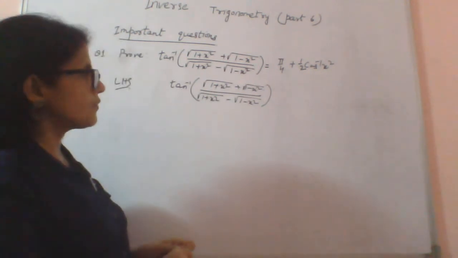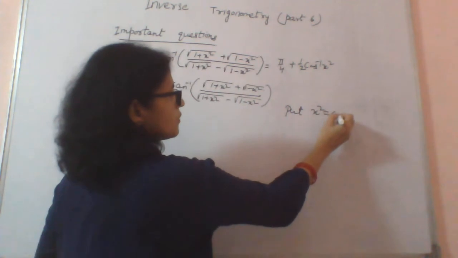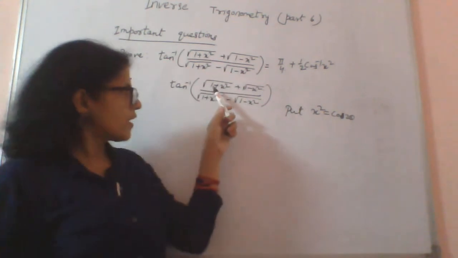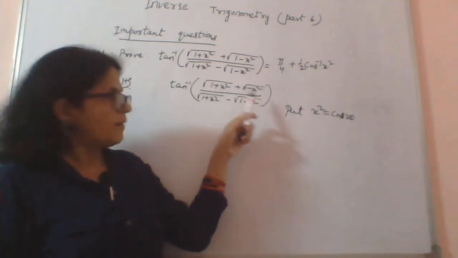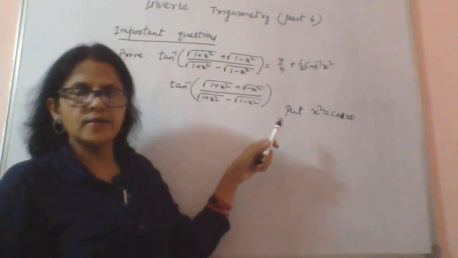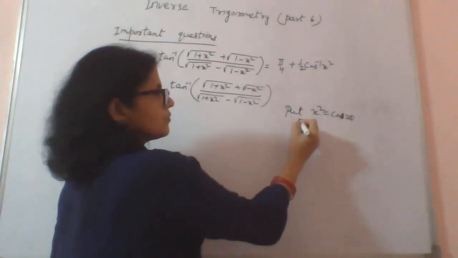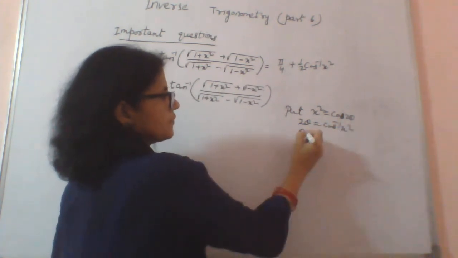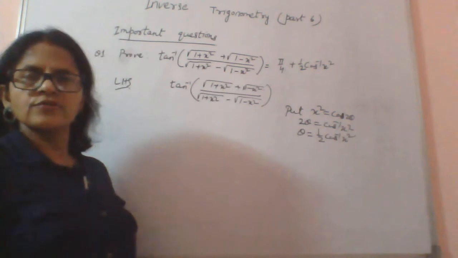Continuing the same procedure, we start by putting x square equal to cos 2 theta. Why cos 2 theta? Because 1 plus cos 2 theta is 2 cos square theta, and 1 minus cos 2 theta is 2 sin square theta. Another reason is that 2 theta equals cos inverse x square, and theta is half of cos inverse x square.